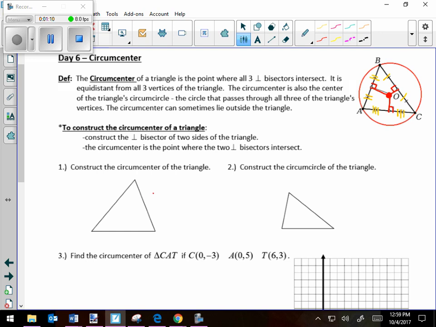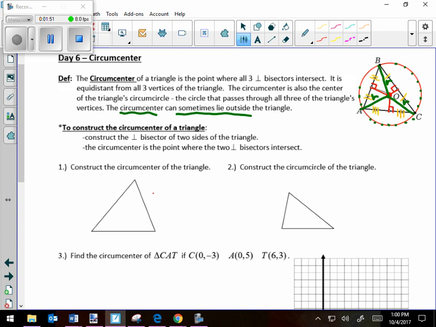In addition, if you are to put the compass at the circumcenter and you were to open up to any of the three vertices of the triangle, this measurement is going to be exactly the same. So if you go around and draw this circle with your compass, each of those green measurements from the circumcenter to the edge of the circle become radii. So it allows you to draw the smallest circle possible that passes through all three of the triangle's vertices. It is possible that the circumcenter can sometimes land outside the triangle, so don't be surprised if that happens.